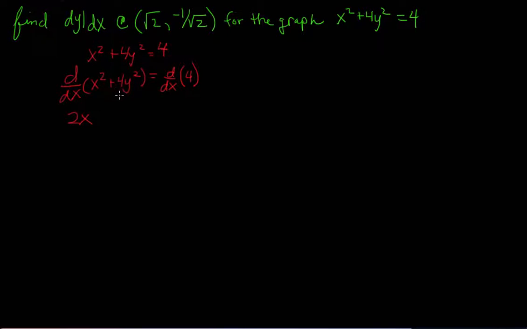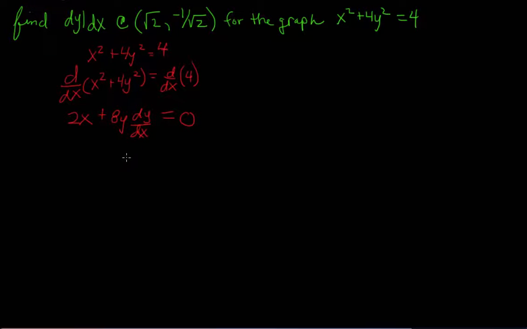When I take the derivative of 4y squared, I have to remember to include dy/dx after I take the derivative of 4y squared. The derivative of 4y squared gives me 8y, and then a dy/dx to follow. That's the rate of change of y with respect to x. And that equals the derivative of 4 with respect to x, which is just 0.